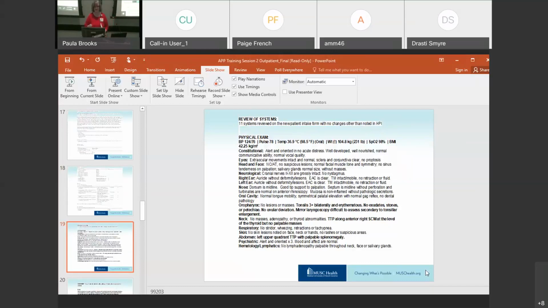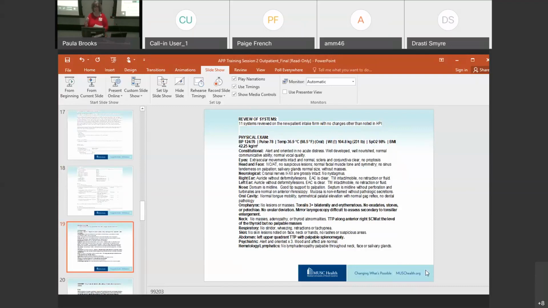The problem with this statement is the fact that it says that there are specifically 11 systems reviewed. If you're going to specifically say that you looked at a certain number of systems, you need to actually name them. Otherwise, this would be an absolutely fine statement and perfectly acceptable if all it had said was the remainder of a complete review of systems was reviewed and negative. That is absolutely fine, but this statement as it stands right here is not acceptable.